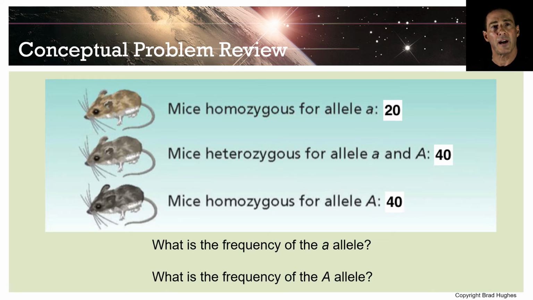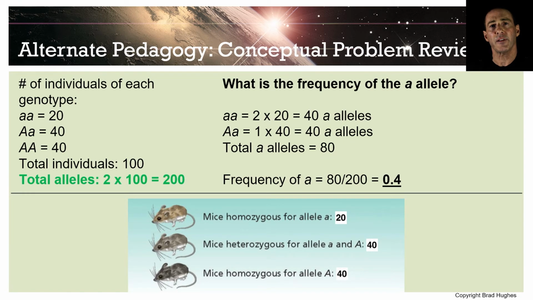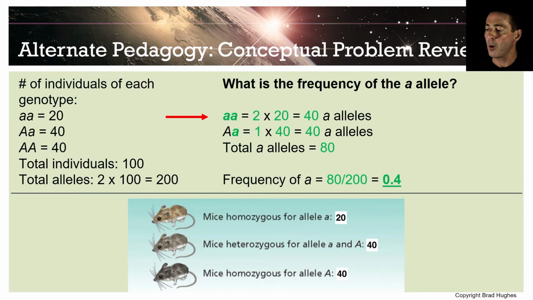Repeat our method by calculating the frequency of the observed alleles in the given population from the new genotype frequencies given here. To calculate the frequency of the small a allele, the first step is to determine the total number of alleles. Given that there are 100 diploid individuals, there are 200 total alleles. Next, determine the number of small a alleles. There are 20 homozygous small a individuals and 40 heterozygous big A small a individuals.